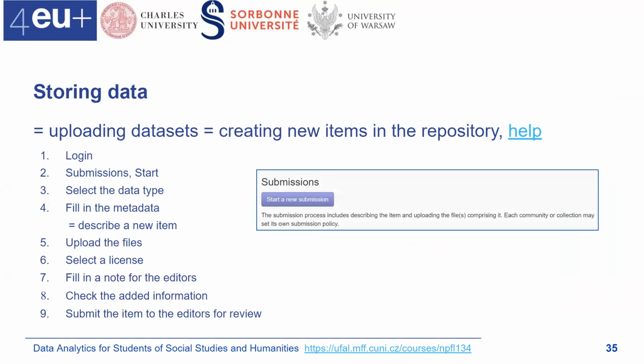The submission procedure is designed as, let's say, a 9-step procedure. First, you have to log in, then go to submissions and start a new submission. First, you select the data type, then you fill in the metadata. In other words, you describe a new item, then you upload the files and select a license. You can fill in any information for the editors, then you can check all the information you edited, and then submit the item to the editors for review.